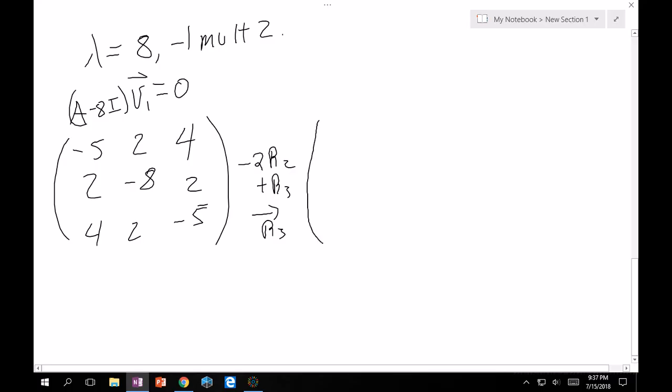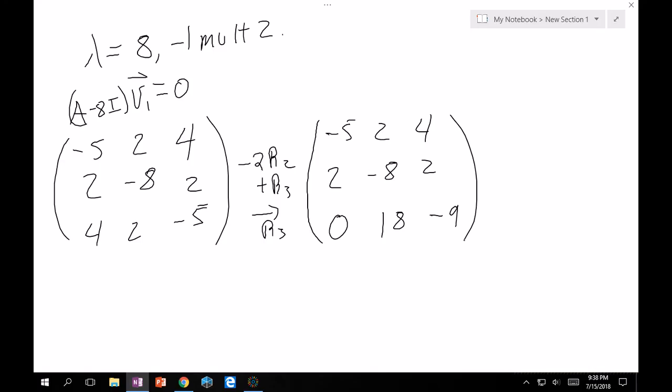So if you do that, the first row is unaffected, right? So it's minus 5, 2, 4, and then minus 2 R2 plus R3. Again, the second row is not affected, but the third row is. So minus 2 times 2 is minus 4, plus 4 is 0, which is what I wanted. Then this other term becomes 18: minus 2 times minus 8 is 16, plus 2 is 18. Minus 2 times 2 is minus 4, plus minus 5 is minus 9. So that's good. And then you just keep doing this until you're good, right?